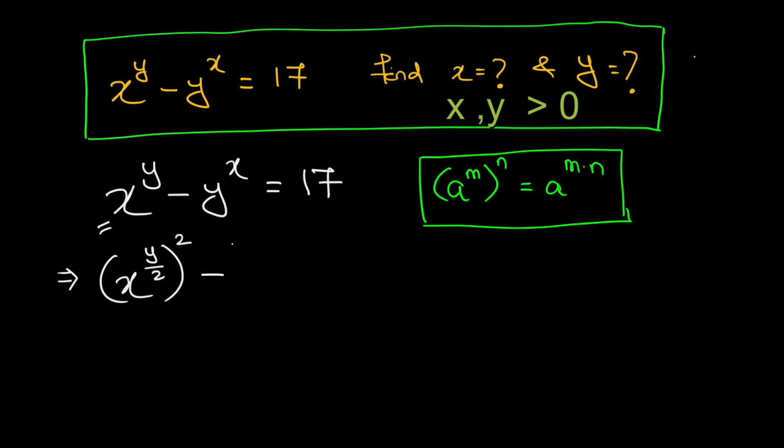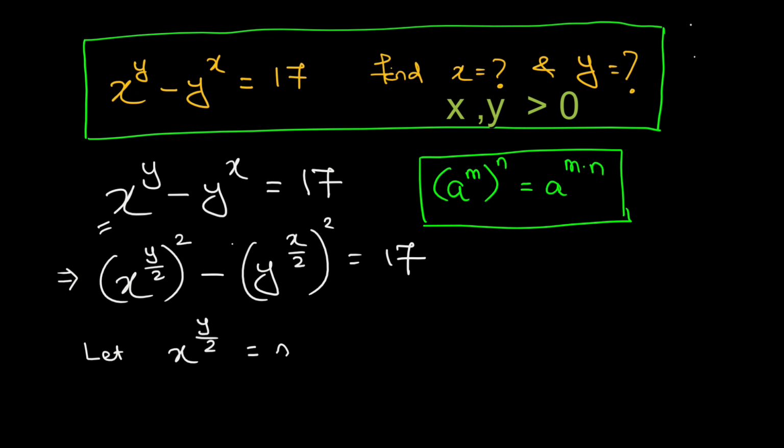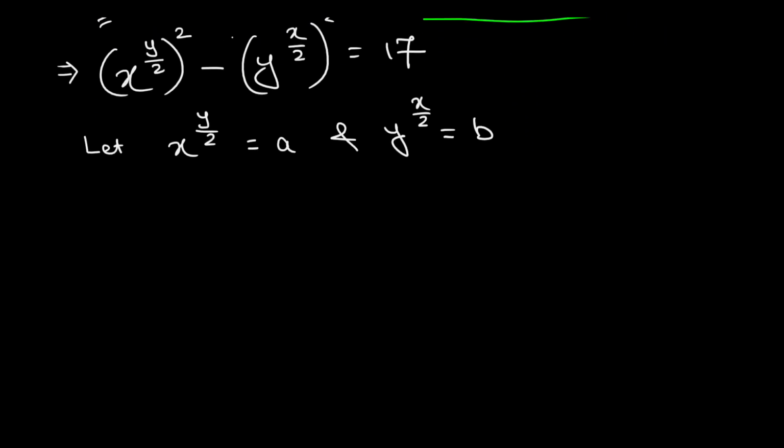Similarly, this expression we can write as y to the power x divided by 2 whole square, is equal to 17. Now let us consider x to the power y by 2 is equal to a and y to the power x by 2 is equal to b. Hence we can rewrite this equation as a square minus b square is equal to 17.